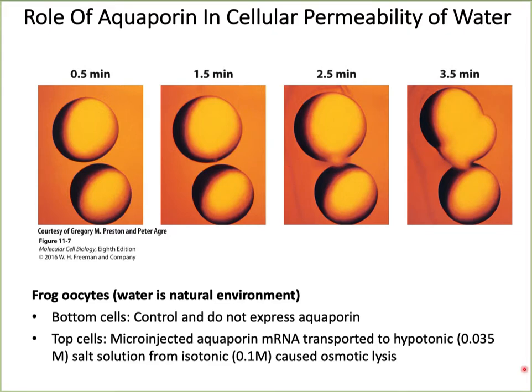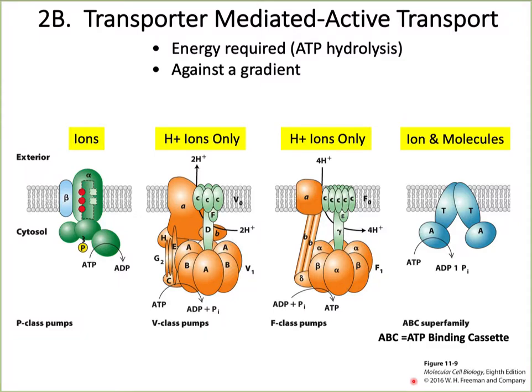The first two transport mechanisms which we talked about, passive diffusion and facilitated diffusion, are when substances are moved down their concentration gradient, so from areas of high concentration to regions of low concentration. But in many instances, cells need to move substances against a concentration gradient. This is carried out by active transport, and in this case, energy is required.